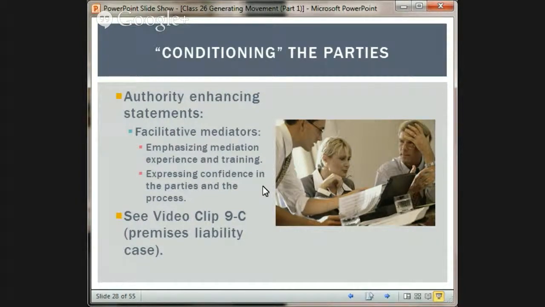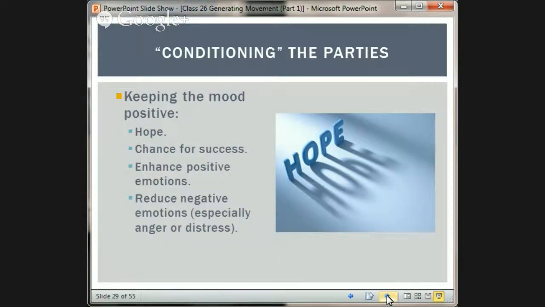Expressing confidence in the parties and in the process. So there's an example of this in one of the video clips. You want to keep the mood positive. Hope, chance for success, enhance positive emotions, reduce negative emotions, especially anger or distress.